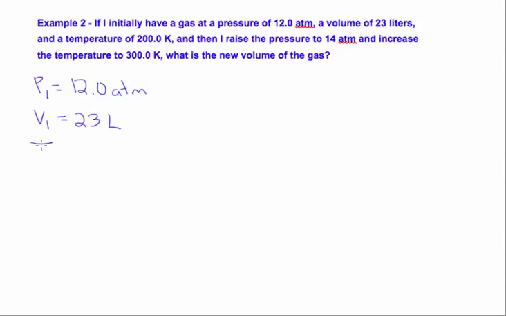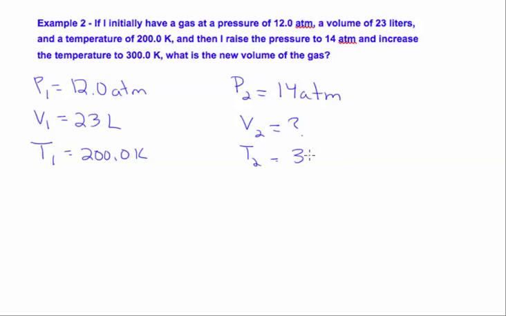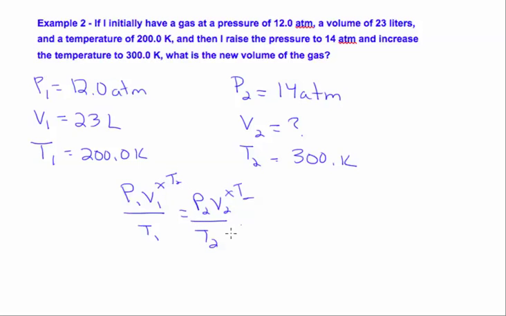And T1 is 200 Kelvin. The new pressure is 14 atmospheres. We're asked to find the new volume, and the new temperature is 300 Kelvin. So our combined gas law is P1 V1 over T1 equals P2 V2 over T2. So in order to solve for V2, we're going to multiply both sides by T2 and divide both by P2. So we get V2 equals P1 V1 T2 over T1 times P2.